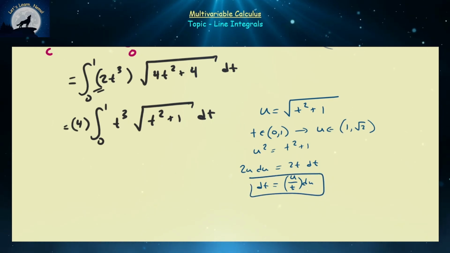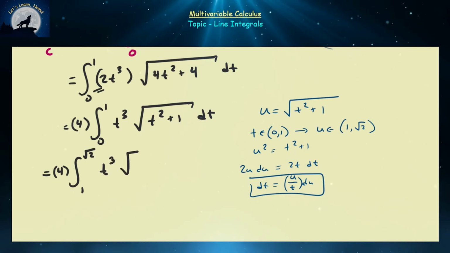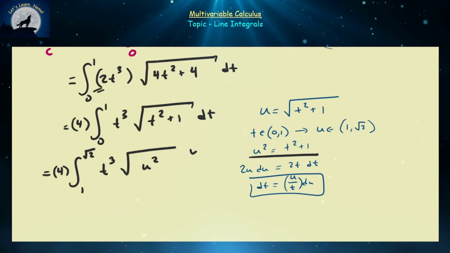Right? So once you have all this, we can transform our integral of t into an integral of u. So it's going to be equal to 4 times the integral from 1 to the square root of 2. What does t look like now? Actually, I don't want to solve for t because that's going to be messy. So I'm going to write this as t³ times the square root of t² + 1, which is going to be u². So that's going to be equal to u². dt is going to be u/t du.